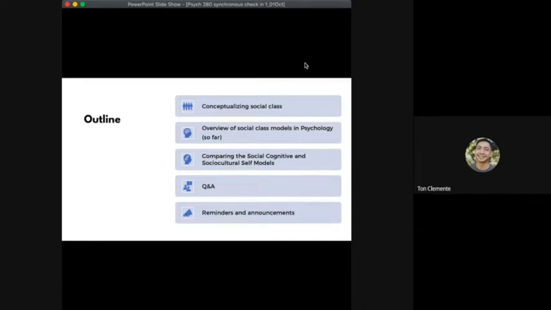Kasi meron silang similarities na ipe-preempt ko na yung pair na magsasagot ng question number 1, at least for 1 point. And then makita natin saan sila nagda-diverge and then how they actually complement each other. Okay? And then let's focus on yung Q&A, at least for this reading, and then the quick reminders and announcements regarding our class requirements. Okay?